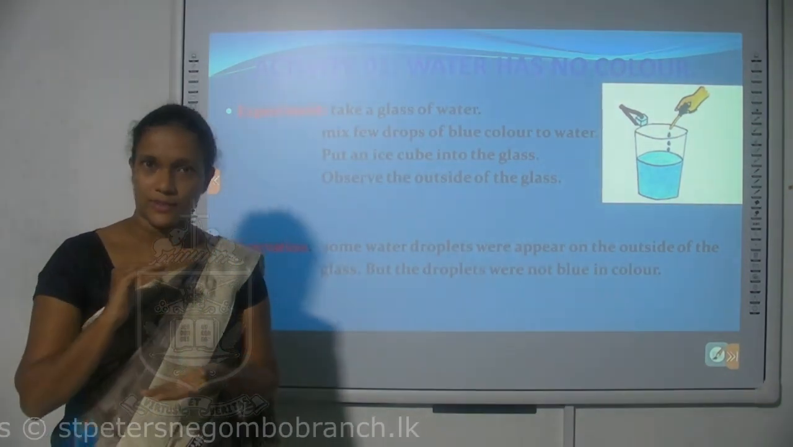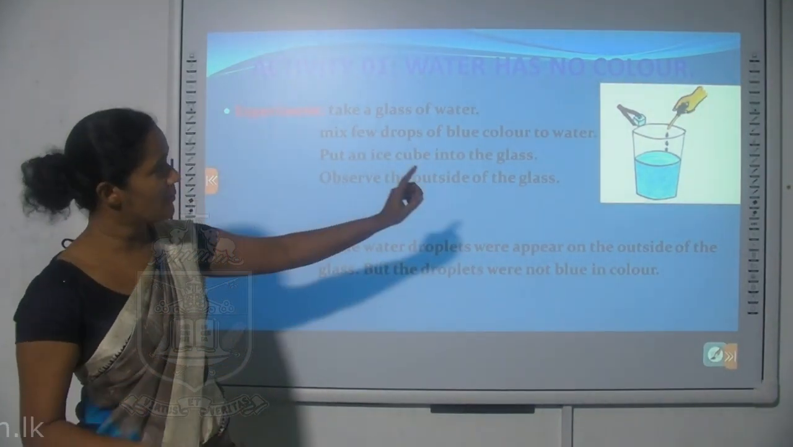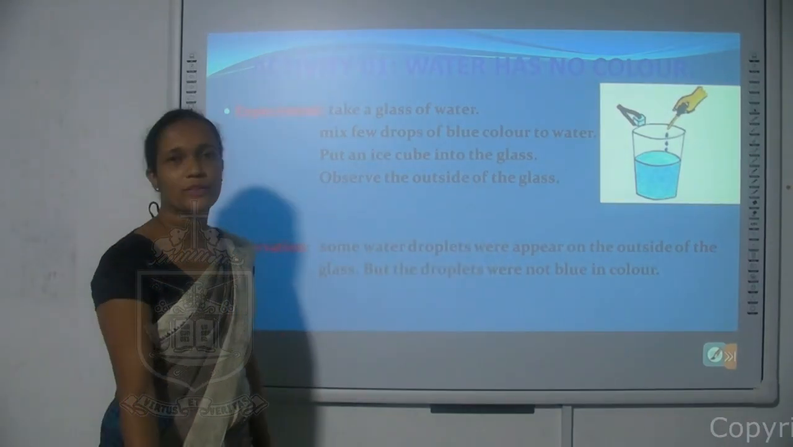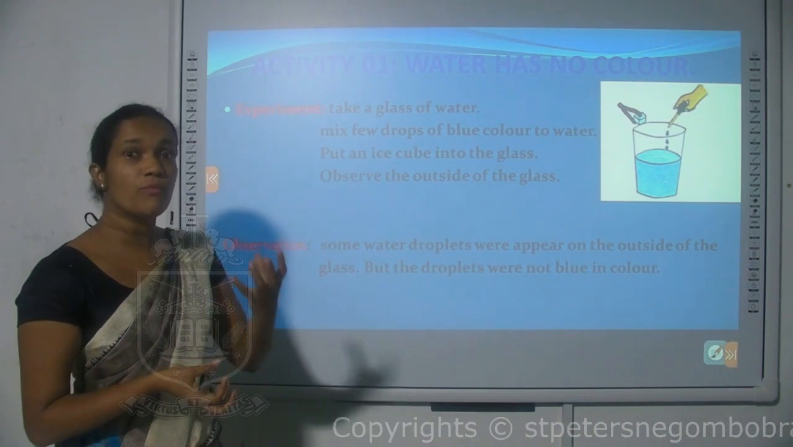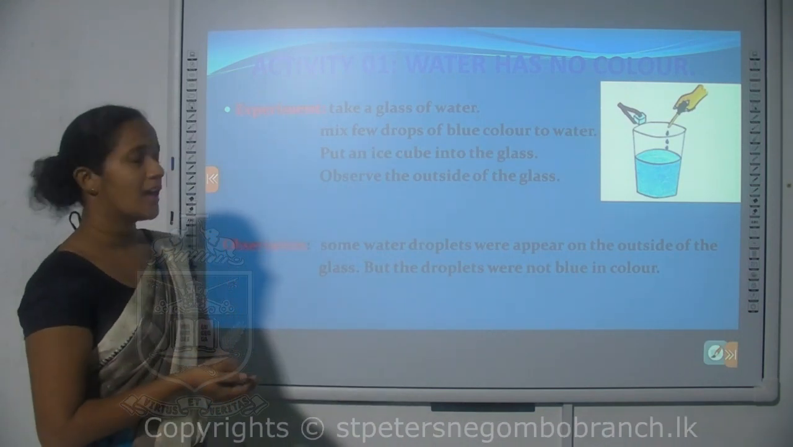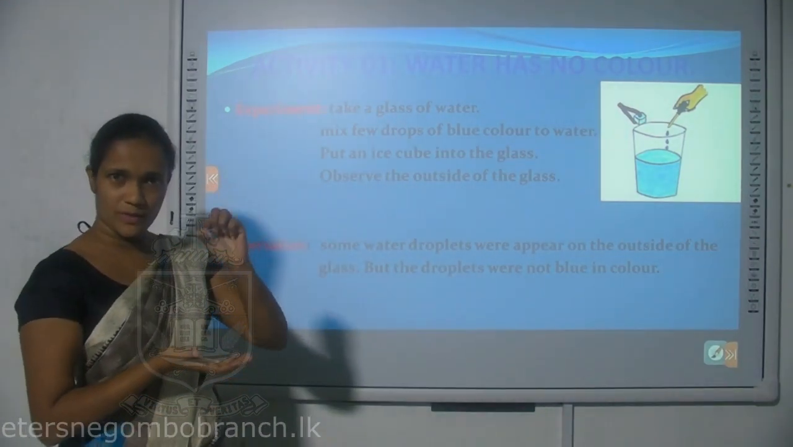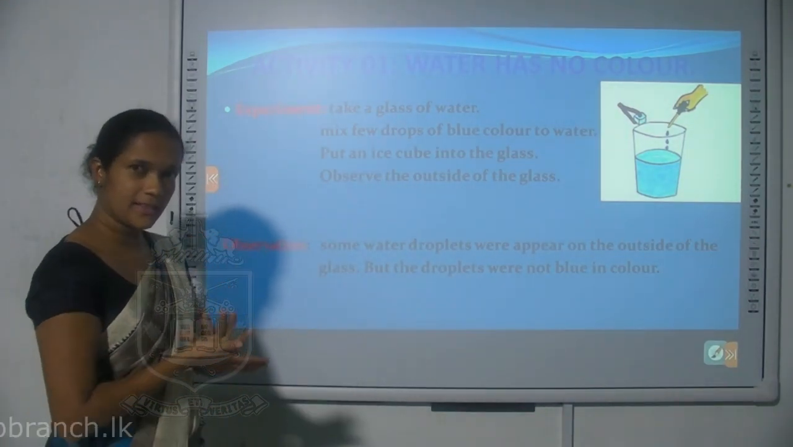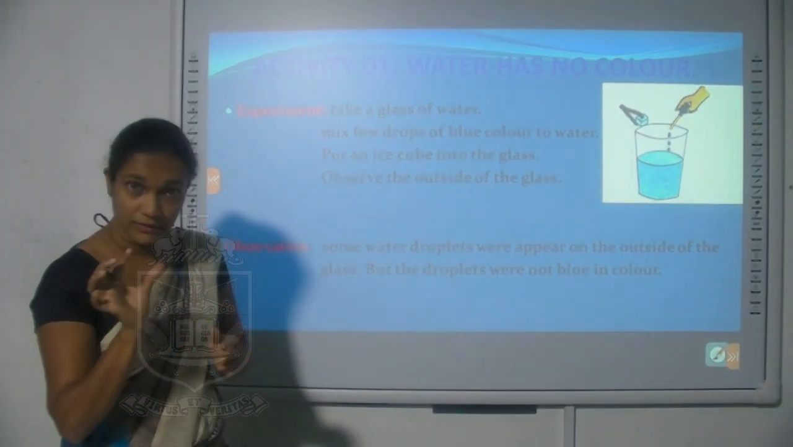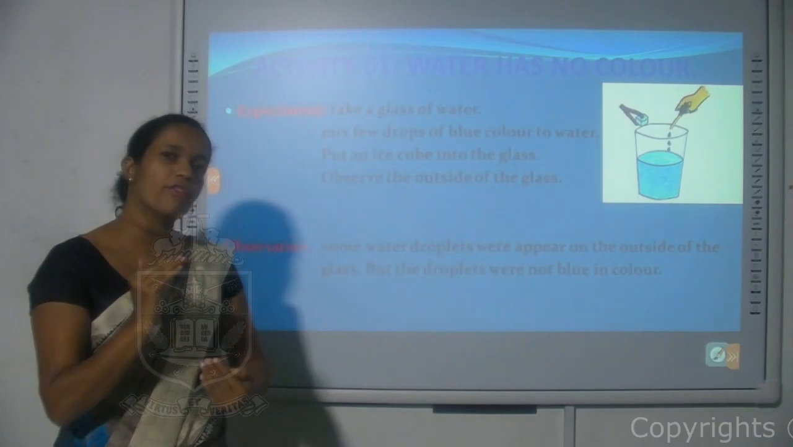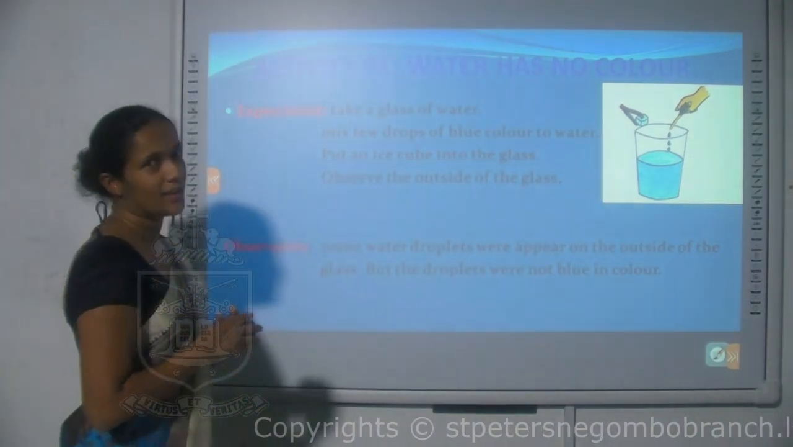We take a glass of water and we put some blue color into that water and stir it well. Then you will get a glass of blue color water. Into that blue color glass of water, we put some ice cubes, okay, and stir it and keep aside for a few minutes, and you observe the outer surface of the glass.